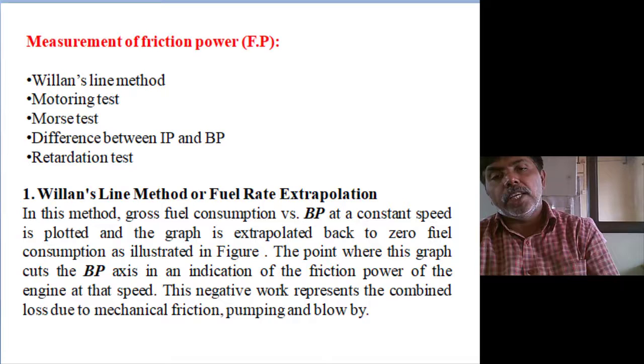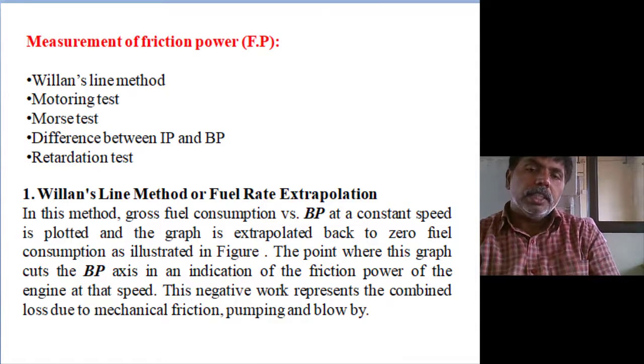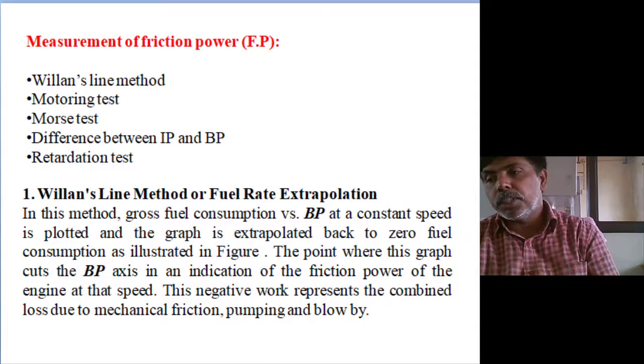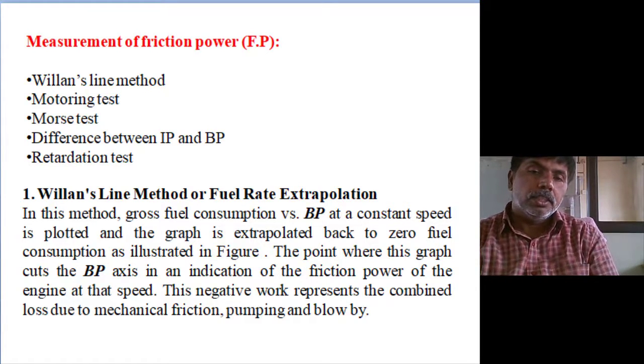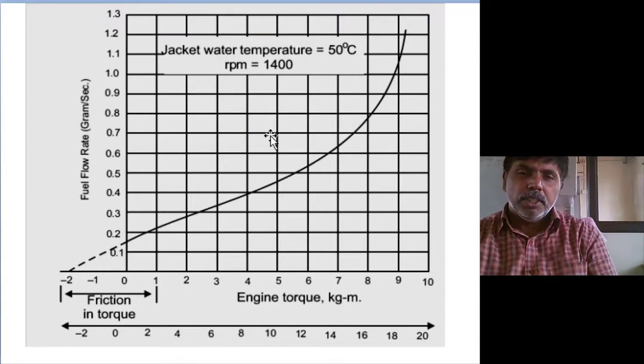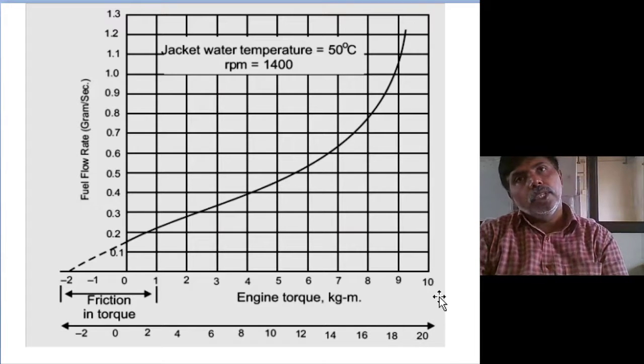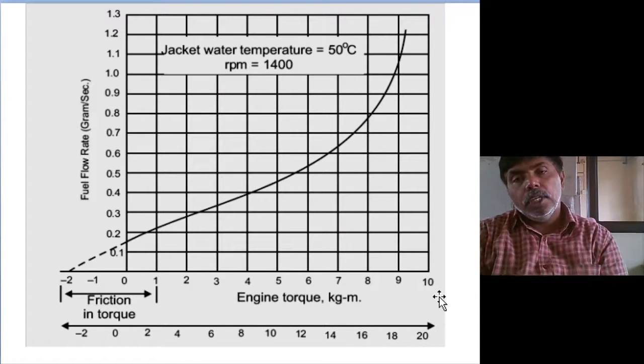First, the Williams line method. It is generally applicable for diesel engines, that is, constant speed engines, compression ignition engines. How are we calculating? I explained the method; now see the calculation. We draw a graph between the specific fuel consumption and brake power.